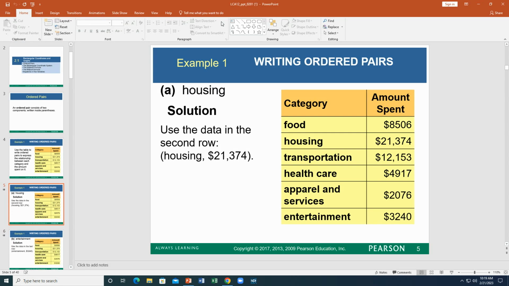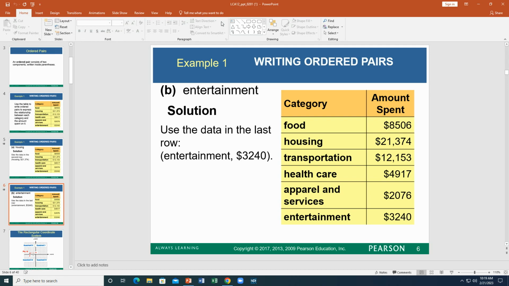Did you see that? The data in the second row for the housing, this is the ordered pair. You see that? Housing, comma, 21,374. This is simple. For the entertainment, your first component is the entertainment, and your second component is the what? The amount spent, right?